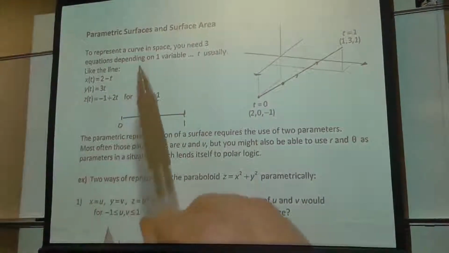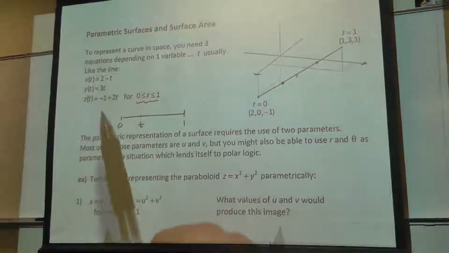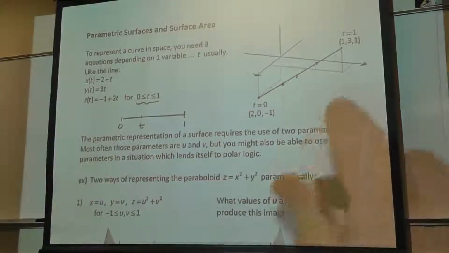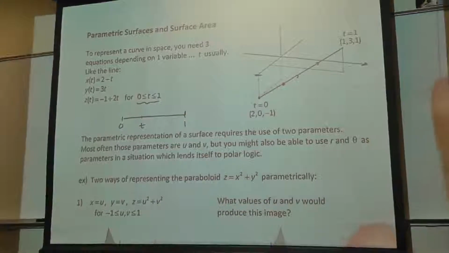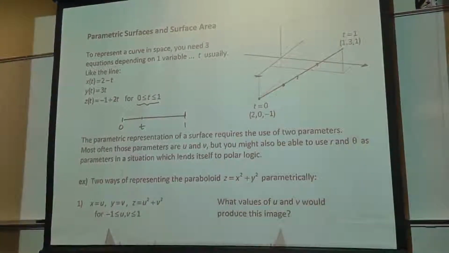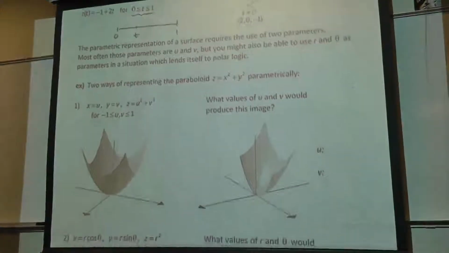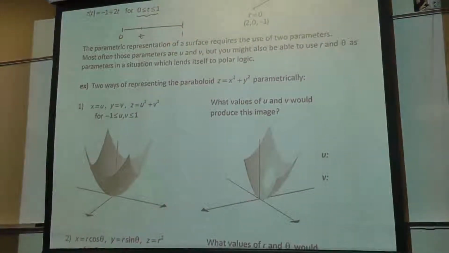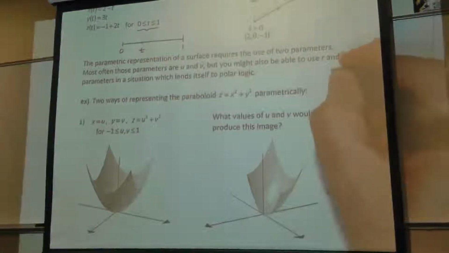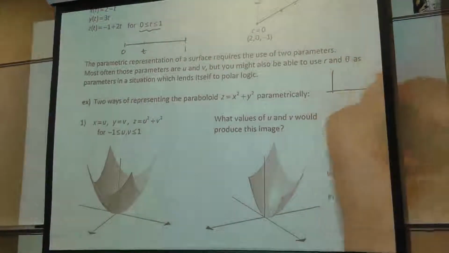Whenever you parameterize some kind of curve in space like this, you only need 1 parameter, because essentially the only real dimension here is its length. But if you want to parameterize a surface, something like down here, you're technically starting in a 2-dimensional domain.